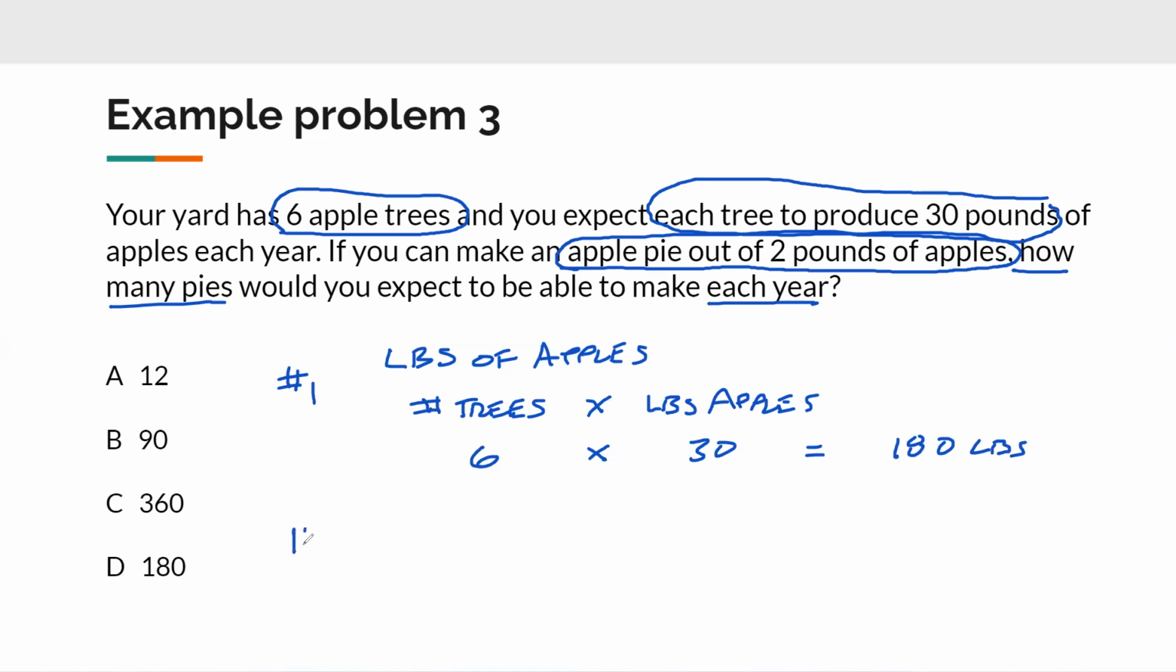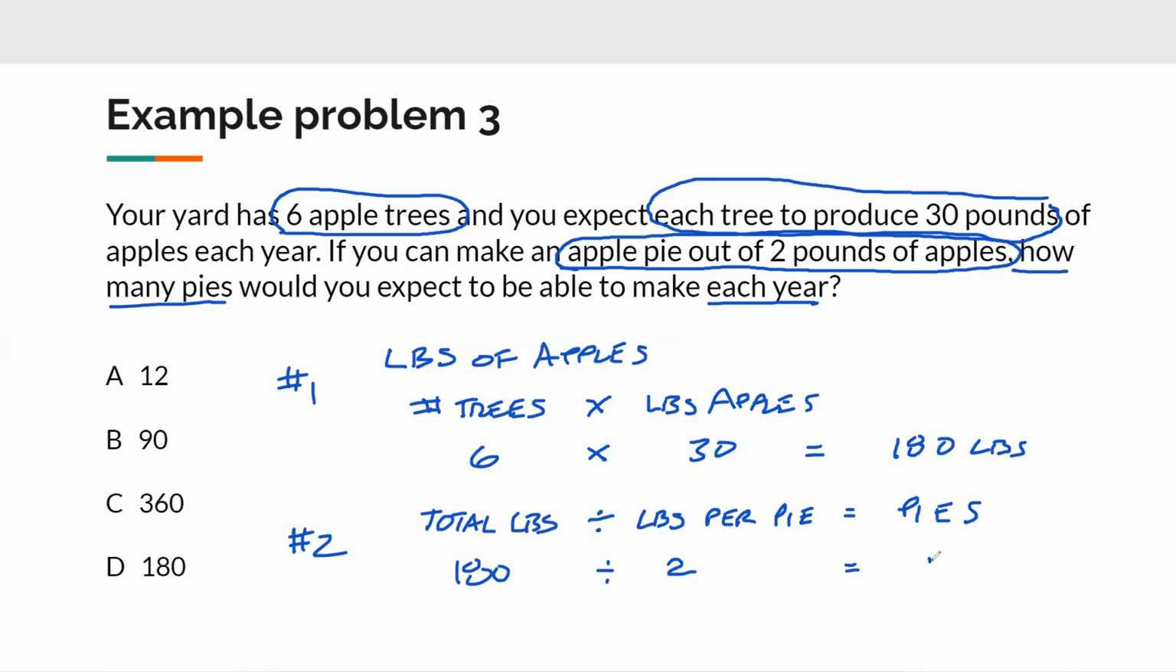Step number 2, let's see how many pies I can make out of that. So I have the total pounds, and I can divide that by the pounds per pie, and that should give me my pies. So I have 180. I'm dividing by 2 pounds per pie. I can make 90 pies.